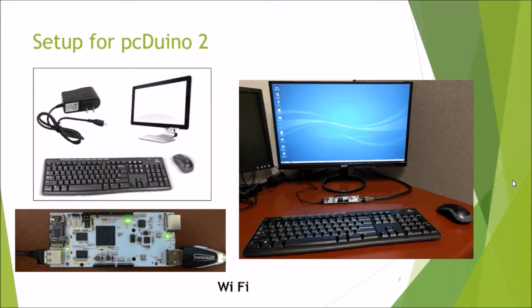Some external hardware accessories are also required to set up the pcDuino 2 board. These accessories consist of a power adapter, a monitor with HDMI input, a set of wireless keyboard and mouse. All these external accessories can be plugged into the input ports provided on the pcDuino 2 board. The image on the right shows a working setup for the pcDuino 2 single board computer.